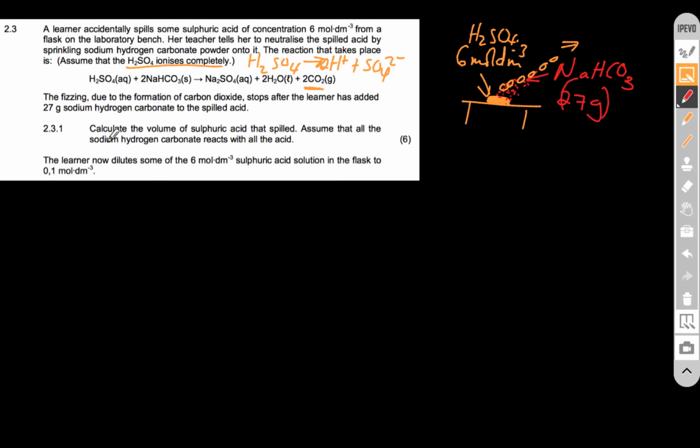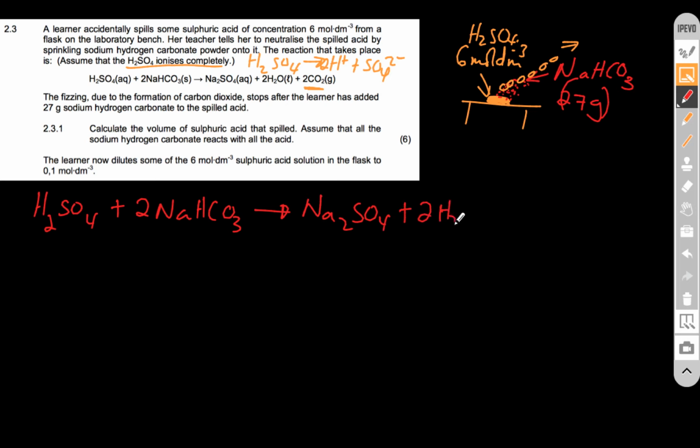Now the first thing is they say calculate the volume of the sulfuric acid that was spilled. Assume that all the sodium hydrogen carbonate reacts with all the acid. So here this is very simple. We are going to solve this using the stoichiometric equation, where we know that H2SO4 plus 2 NaHCO3 will produce Na2SO4 plus 2H2O plus 2CO2.